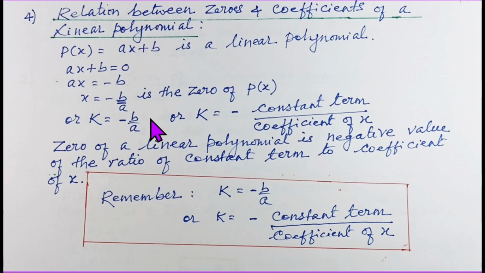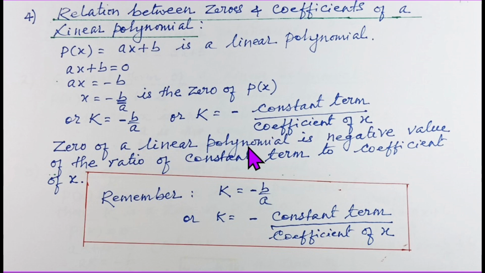That means k is equal to minus times b, b is the constant term, so constant term divided by coefficient of x. So therefore remember, if k is the zero and k is equal to minus b by a, then k is equal to minus times constant term divided by coefficient of x.